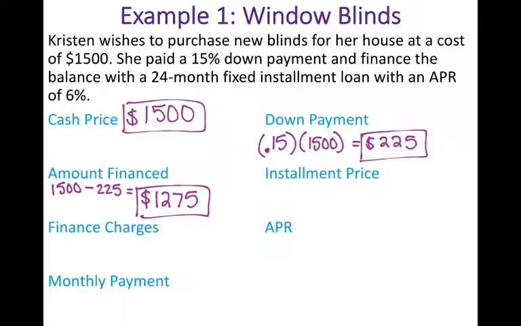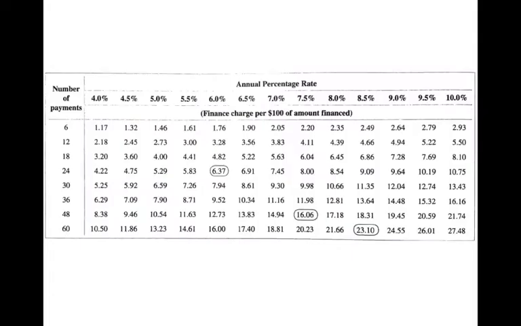Okay, the installment price is going to be the amount financed plus the down payment as well as the finance charges. So let's go ahead and calculate the finance charges because I haven't figured that out yet. I'm going to start by taking that $1,275 and dividing it by 100. So that gives me 12.75. The reason I'm doing that is because I want to use this chart over here to figure out what the finance charge per $100 of amount financed is.